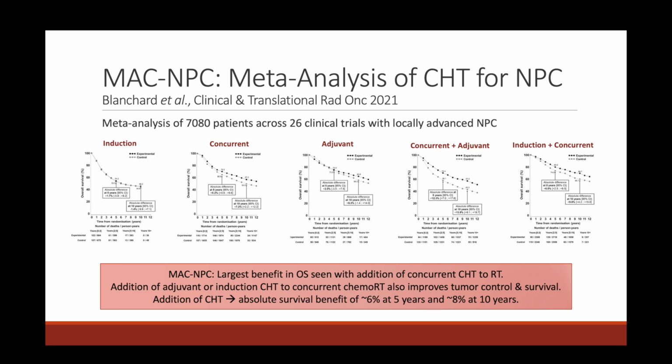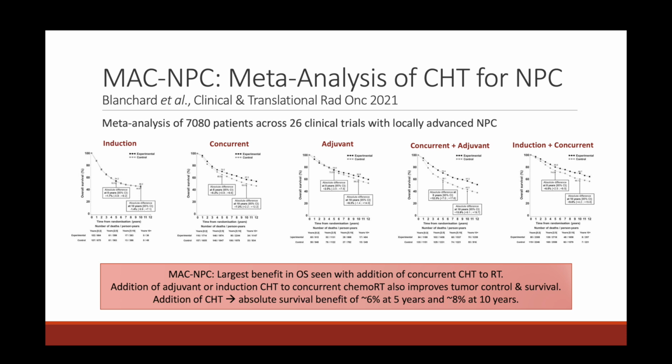So I think the big takeaway here is that concurrent chemoradiation is definitely beneficial compared to radiation alone, and adding either adjuvant chemotherapy or induction chemotherapy in addition to concurrent chemoradiation is kind of the best to maximize your tumor control and survival. And this trial showed that the addition of chemotherapy provided an absolute survival benefit of around 6% at 5 years and around 8% at 10 years.